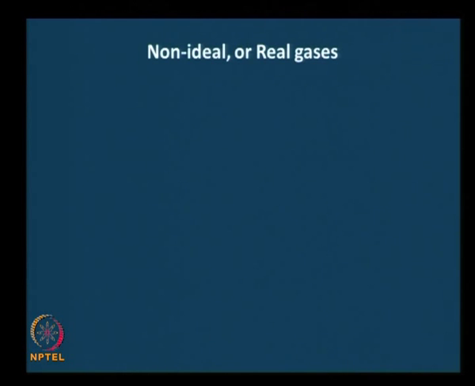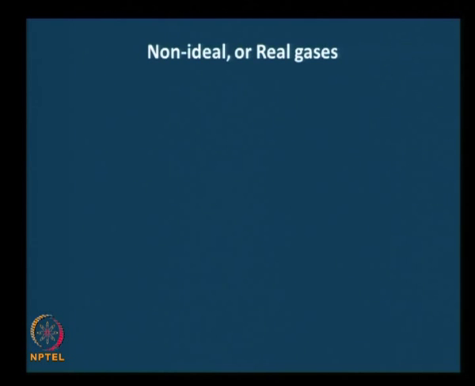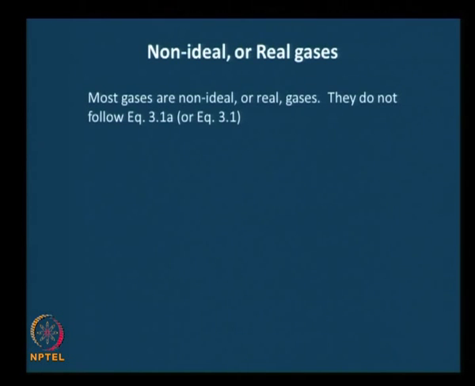Most gases are non-ideal, or they can also be called real gases. So what is the formulation that we could use effectively for real gases? As may be apparent, a real gas is not going to follow the ideal gas equation. In other words, for real gases PV is not going to be equal to RT, or the chemical potential mu of a pure real gas cannot be expressed as mu naught plus RT ln P.